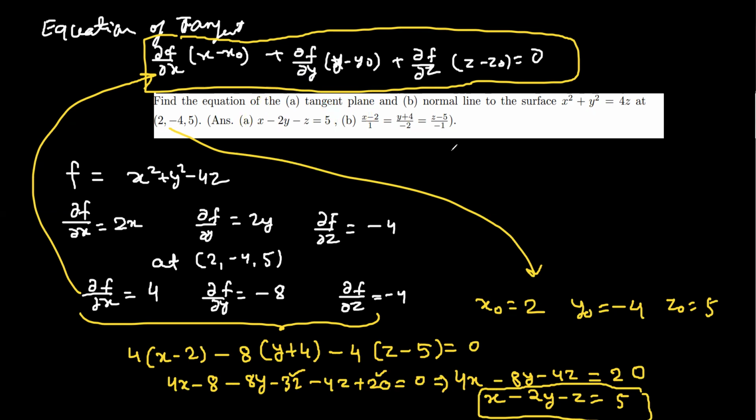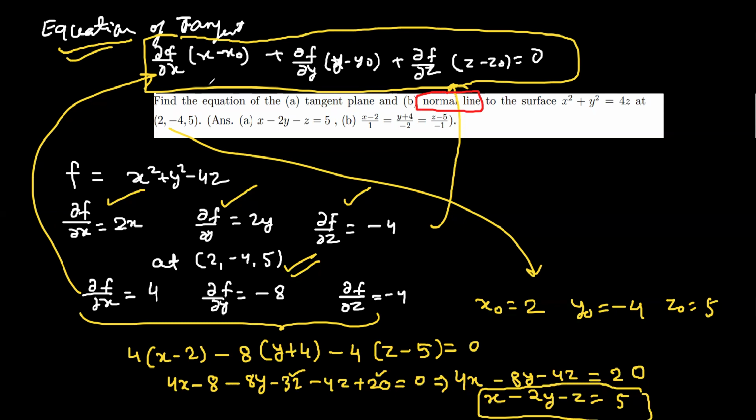Understood? Whatever function is given, find its partial derivative with respect to x, with respect to y, with respect to z, and put all these values here at the given point. This is basically dependent on the formula, right? So this is the standard formula for equation of tangent. In the same question, equation of normal is also asked. Understood?